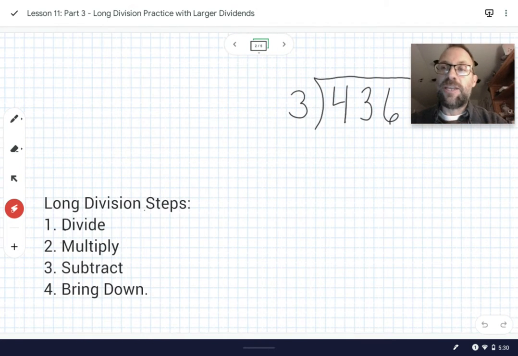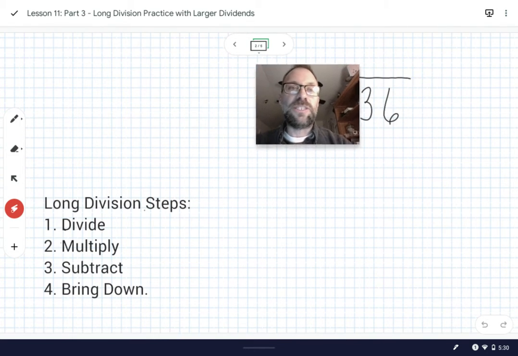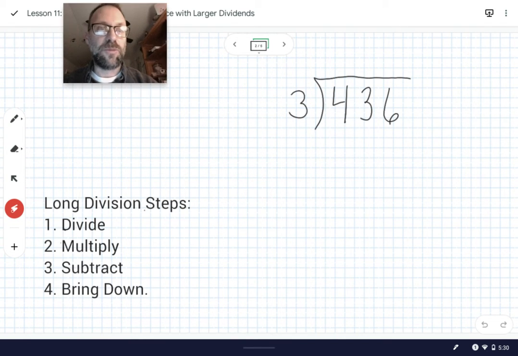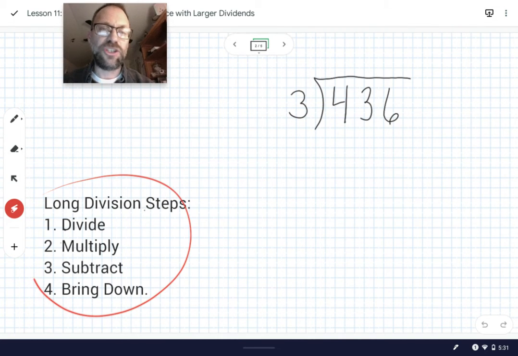And with that change comes one small difference in what we'll be doing. And we'll get to that as we work through these next 3 problems. So let's get started with this first problem here. This first problem reads 436 divided by 3. And before we get started, I just note that we have our long division steps here.